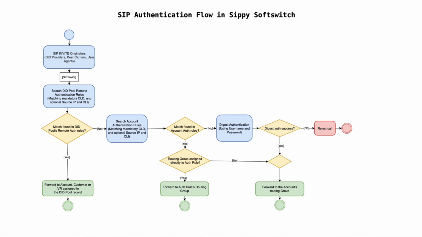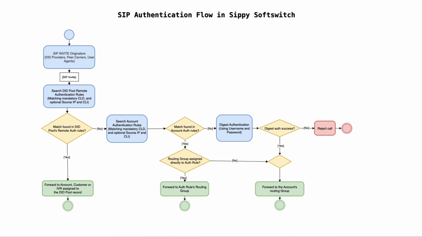We'll also see how the call is routed to different entities depending on the stage it passes authentication, as it is essential for further routing. We've prepared a diagram illustrating this three-stage authentication logic. Let's go through it step by step. When a SIP invite arrives at the Sippy soft switch from a remote entity, including a DID provider, peer carrier, PBX, or user agent, it will go through three authentication stages.